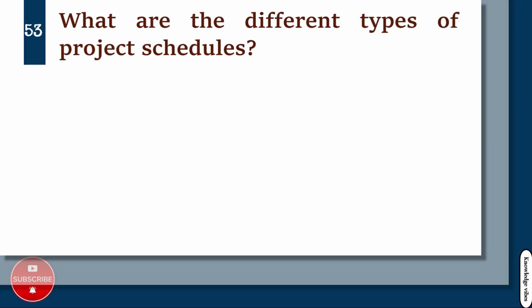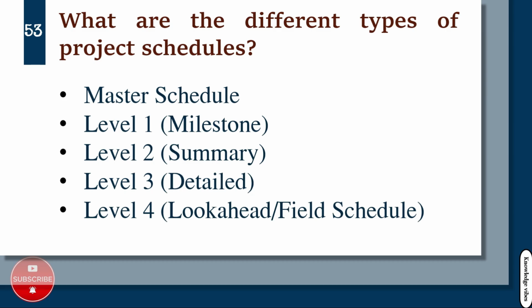What are the different types of project schedules? Master schedule. Level 1, milestone. Level 2, summary. Level 3, detailed. Level 4, look ahead/field schedule.